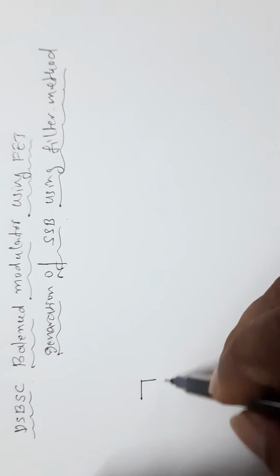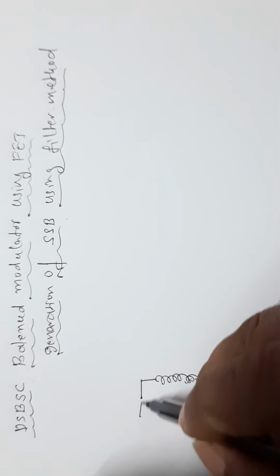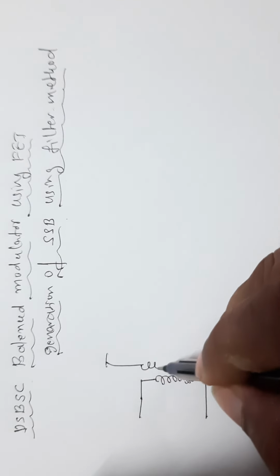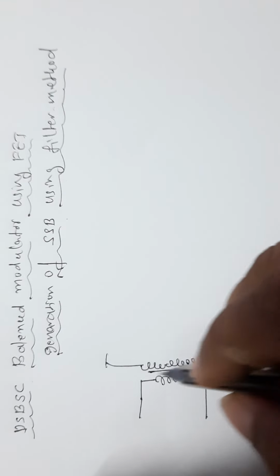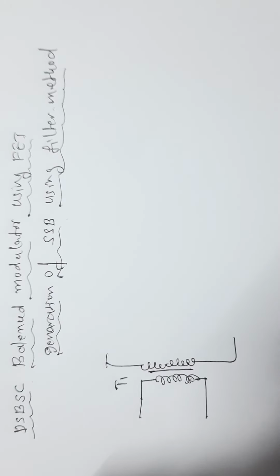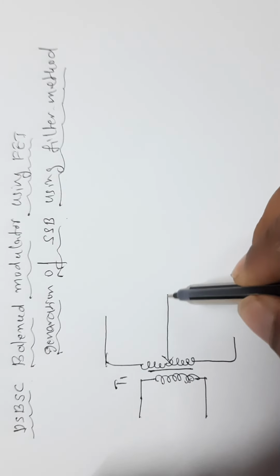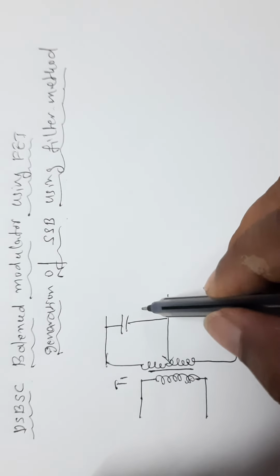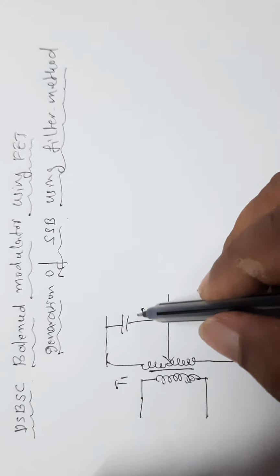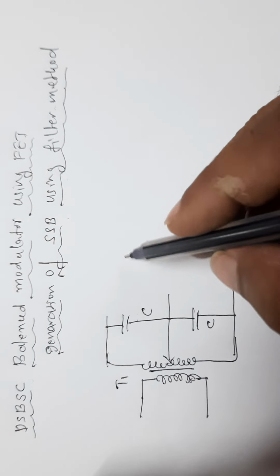So this is a simple circuit. This is a transformer. Let T1 be this input transformer, and it is exactly center tapped, with some capacitor to make it a tank circuit, and another capacitor to make it a tank circuit.